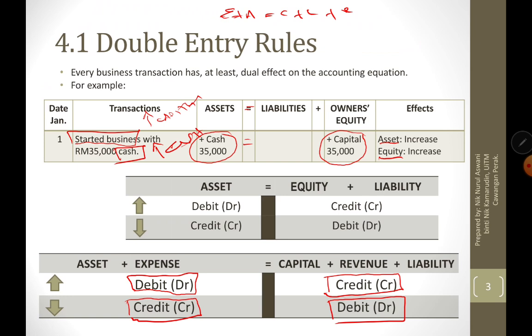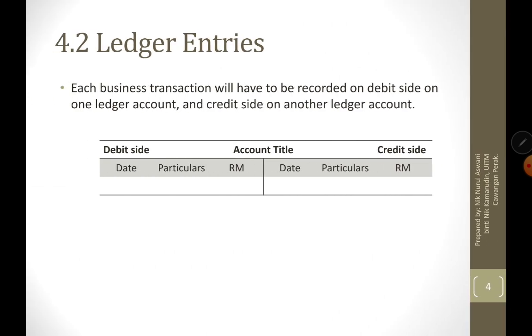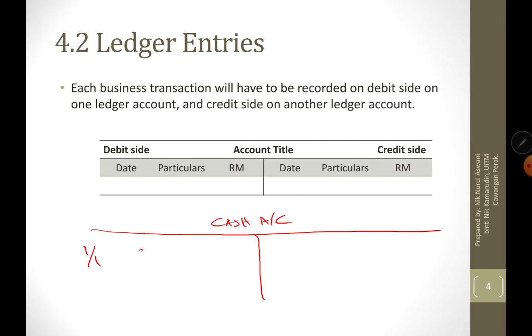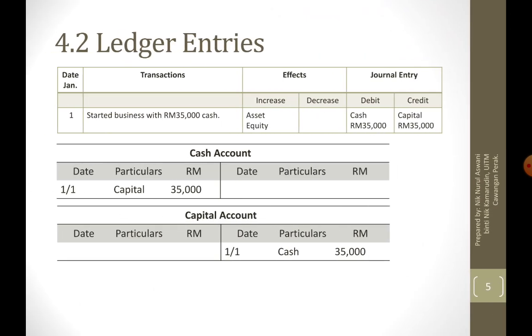Okay, capital increase, we will credit capital. Asset increase, debit asset. In this case, we will debit cash, credit capital 35,000. Okay, as simple as that. Okay, so this is how it will be recorded properly.